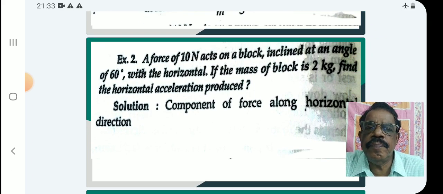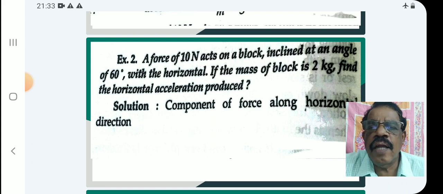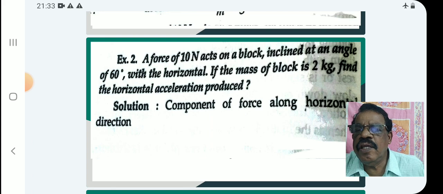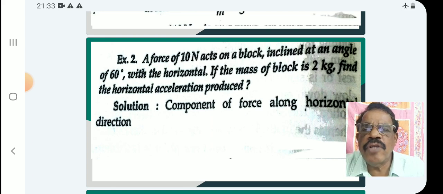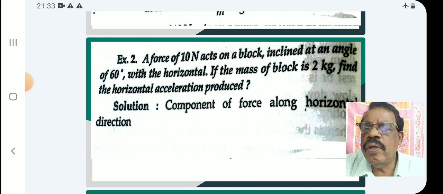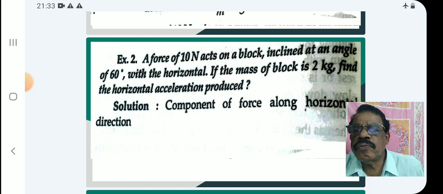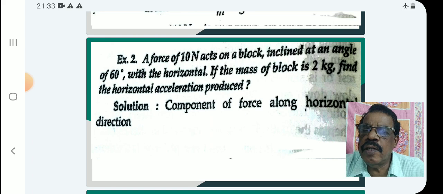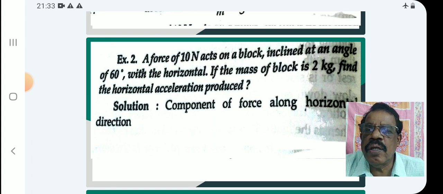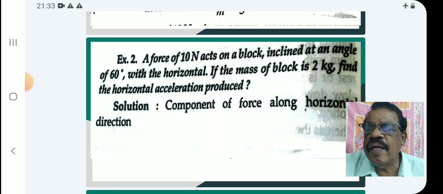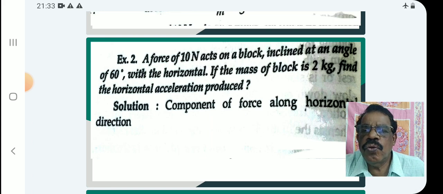Next problem. A force of 10 Newton acts on a block inclined at an angle of 60 degree with the horizontal. If the mass of the block is 2 kilogram, find the horizontal acceleration produced. You look at the problem. A force of 10 Newton acts on a block inclined at an angle of 60 degree with the horizontal. If the mass of the block is 2 kilogram, find the horizontal acceleration produced.